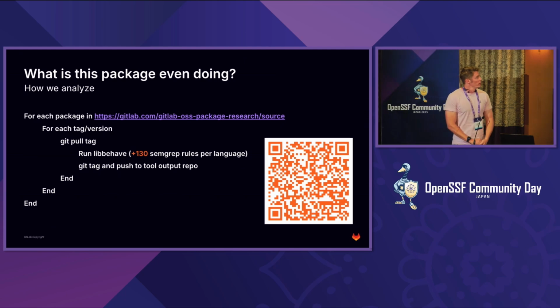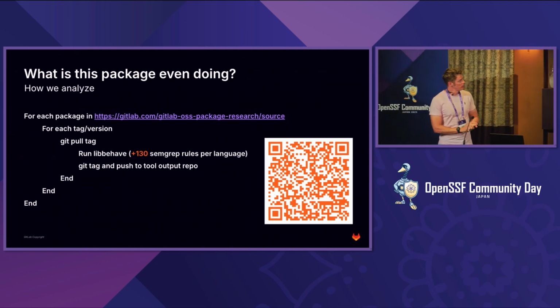All right, so what are we even doing here? For each package, as I mentioned, we pull down the source. This is for running tools and our analysis. So for each tag version, we git pull that tag. We run our analysis. We get the output. We git tag and push that tool output to our repo. And then we just loop over every single one that we want to run our analysis against.